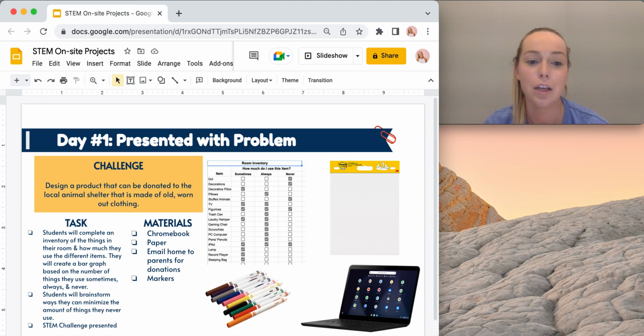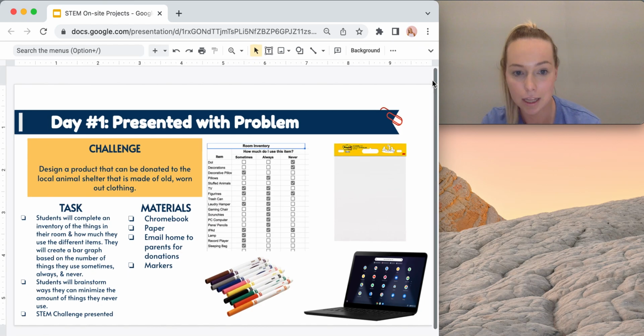So going into that first day, students are going to design a product that can be donated to a local animal shelter. So that's going to be the end goal, and pretty much on this day, we are breaking it down to where students will complete an inventory of the things in their room. So think about the things that end up in a donation center.